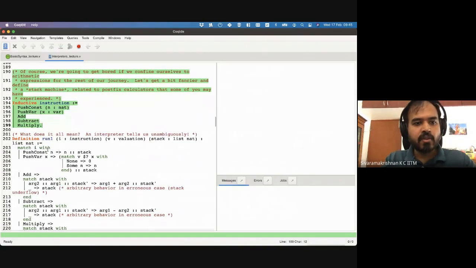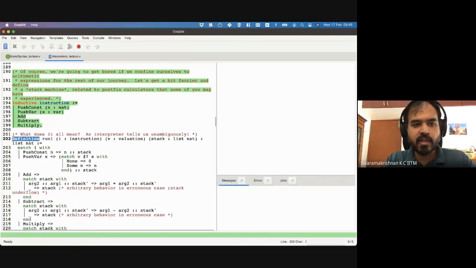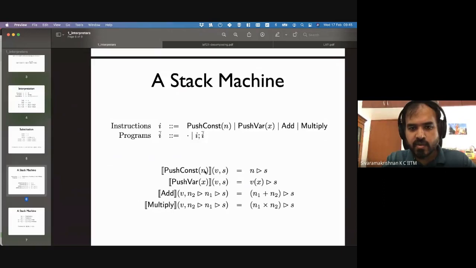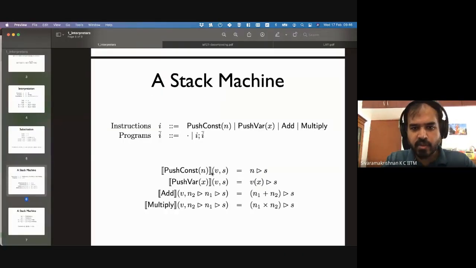So we define a meaning of each instruction, right? What does it mean to execute a single instruction? And that is given by this definition. It's not a fixed point. Observe that this is not a recursive definition, right? Because there is no recursive interpretation here. It's just how to execute one instruction at a time, right? And that's fairly straightforward. So you do the same thing as what you do here, right?